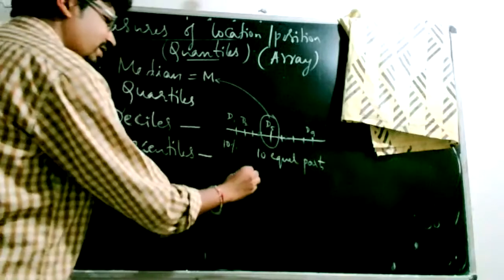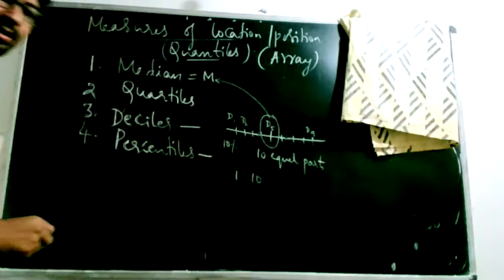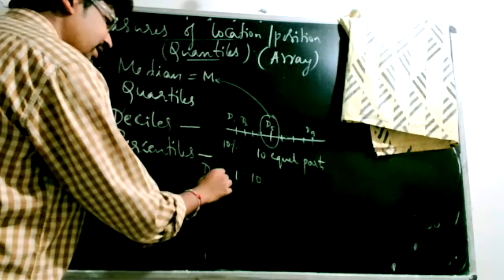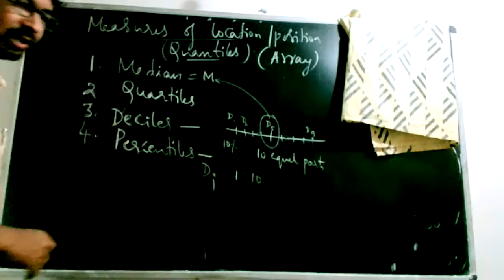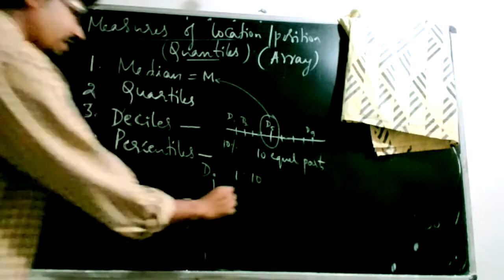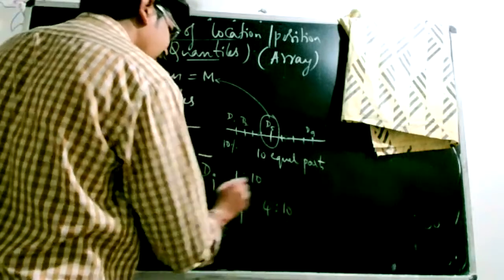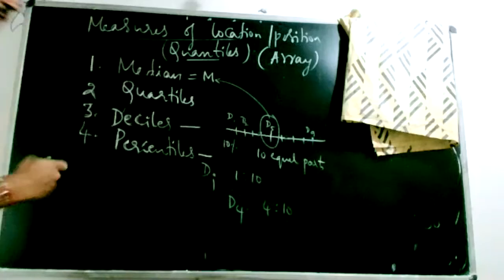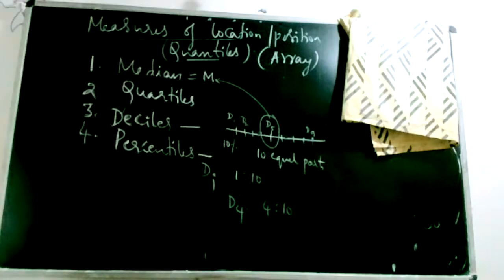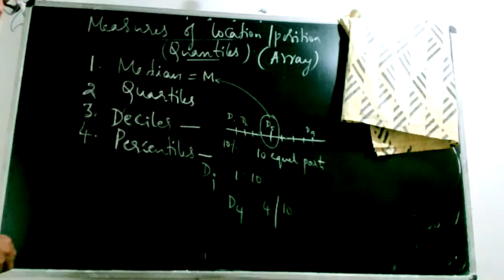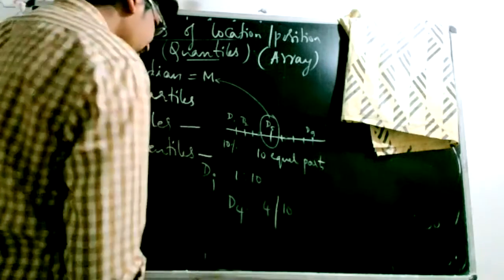So your D1 is dividing the distribution in the ratio 1:10, and your Di in general is dividing the distribution in i:10 parts. If I say D4, it is dividing the distribution into 4:10 parts: 4 parts towards the left, the remaining 6 parts towards the right. So 4 by 10 becomes the position of your D4. There the ratio is 4:6.